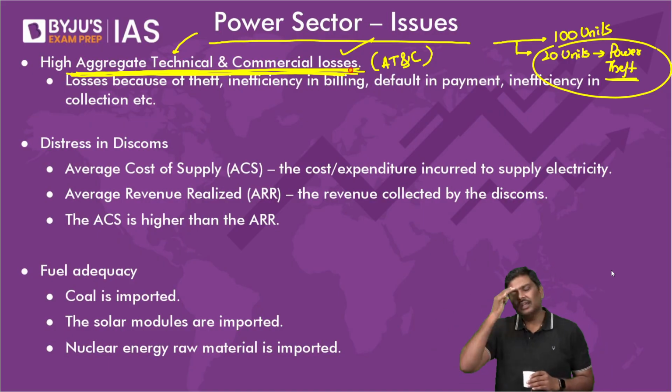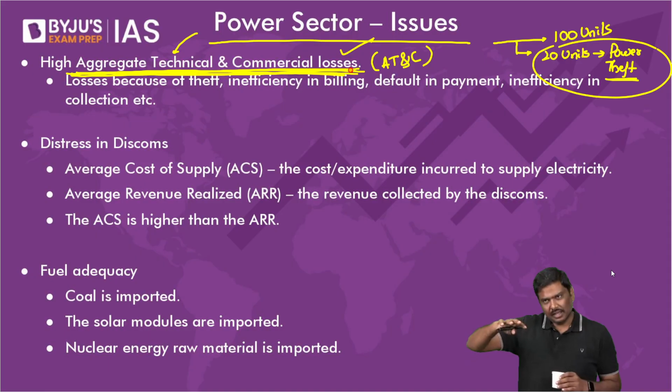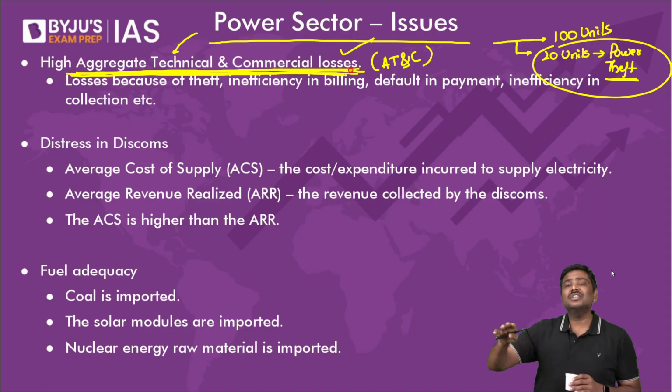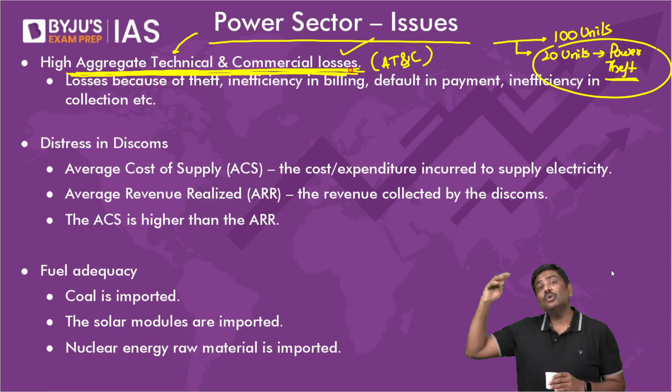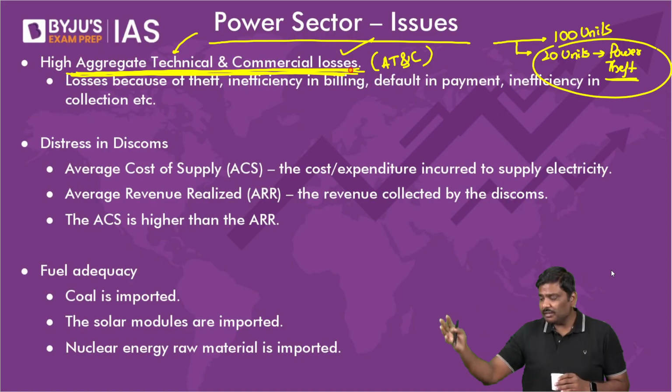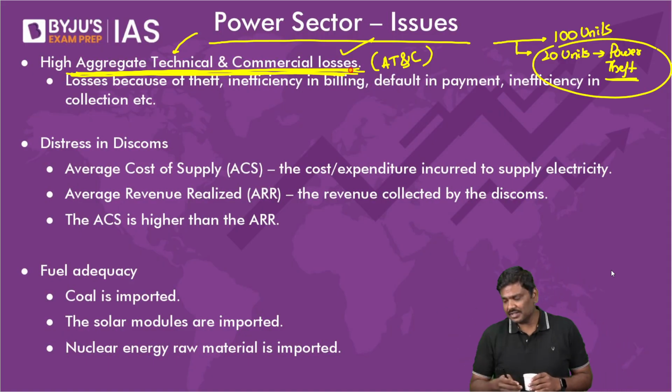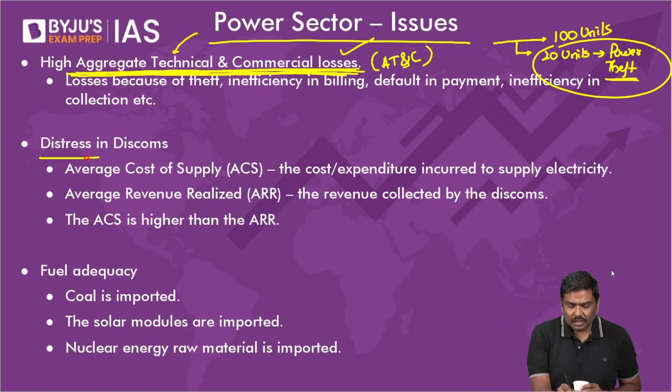And in the case of India, AT&C losses are very high. These are very high, right? Generally, in many of the states, even today, AT&C losses are 18%, 20%, 19%, more than 20%, et cetera. Second one, there's a huge distress in the distribution companies. How?